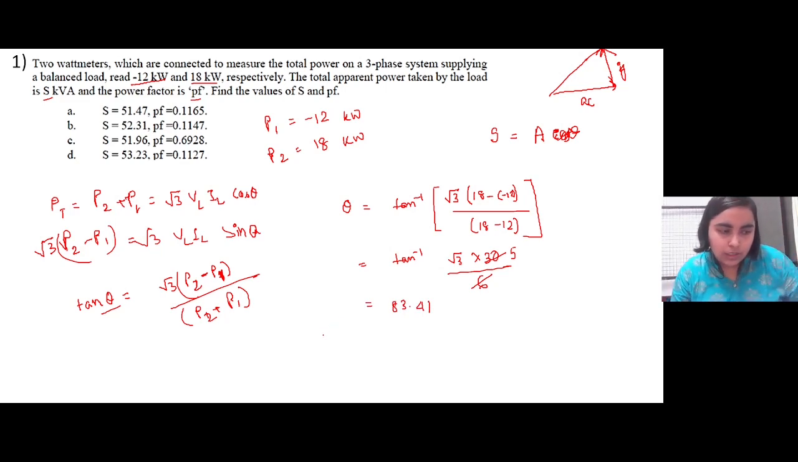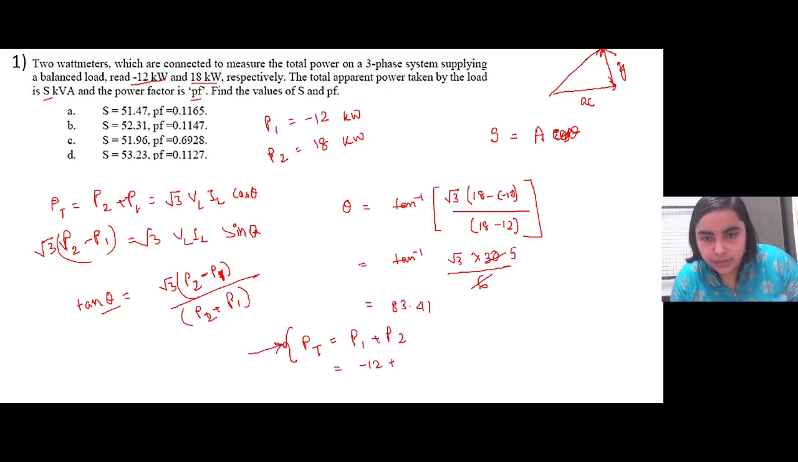And so the total power, P total, which is the real power, is P1 plus P2, right? It is the total real power that is getting measured. P1 is minus 12, P2 is 18, so the total power is 6 kilowatt. And we have theta, so we can find cos theta. Cos of 83.41 is 0.1147.